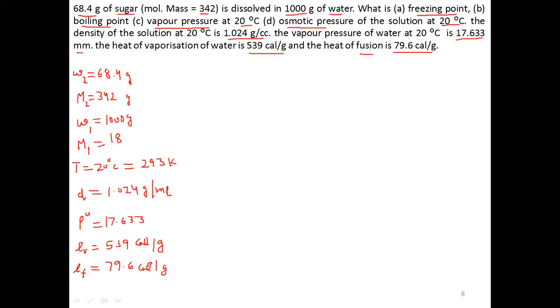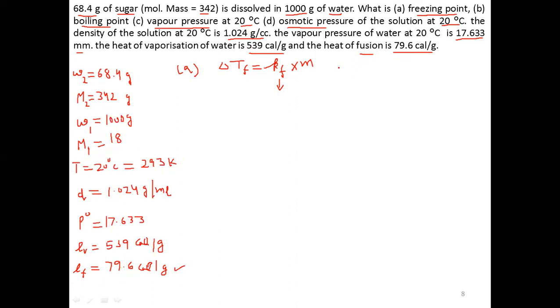So first let us see one by one, we will calculate all the things. First thing that is asked is what is the freezing point. So in order to calculate it, what we have to do, we have to apply this relation. Delta TF is equal to KF into M. If we know delta TF, that means the depression in freezing point, we can calculate the freezing point of the solution, because we know freezing point of pure water is 0 degrees Celsius. But for that we need KF. Now how to calculate KF? We will calculate KF from value of LF.